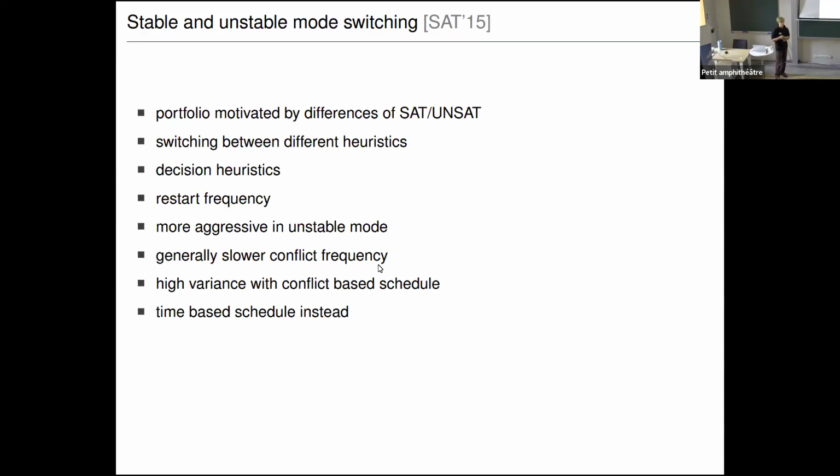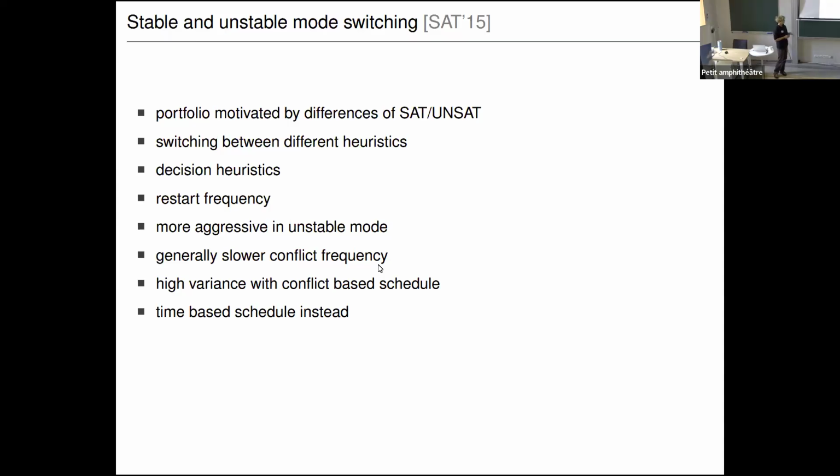So as I said, we're more aggressive, and we call it unstable and stable mode. We're more aggressive in this unstable mode, and this leads to slower conflict frequency because we're constantly restarting and building back the trail at low decision levels, which costs more time. And in any case, there's a high variance.